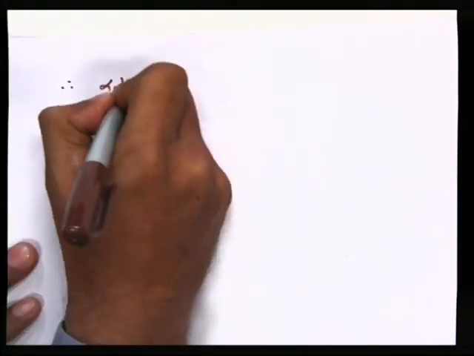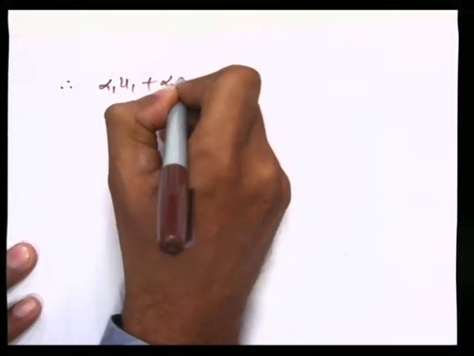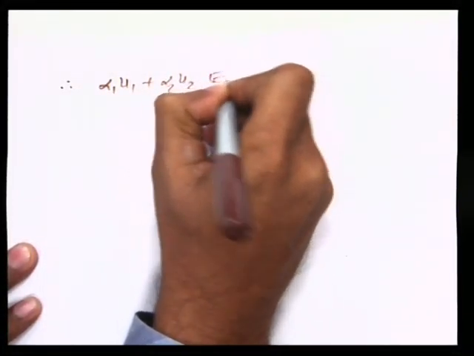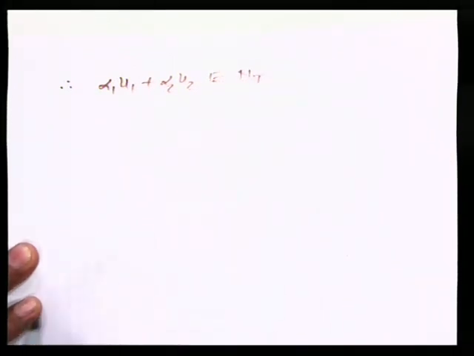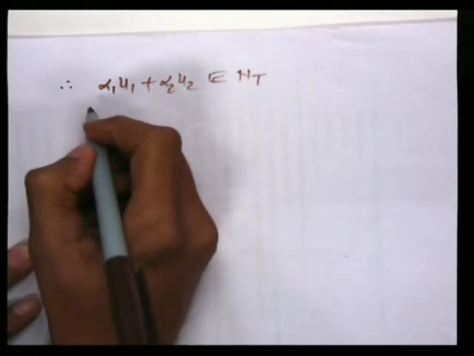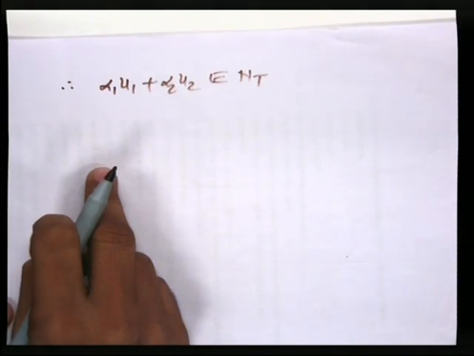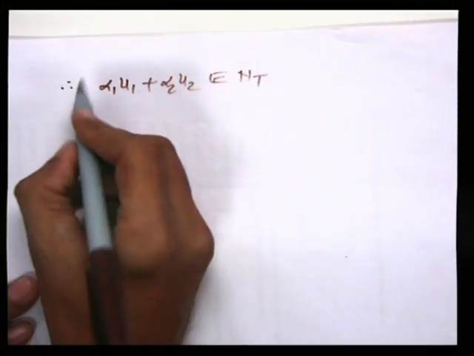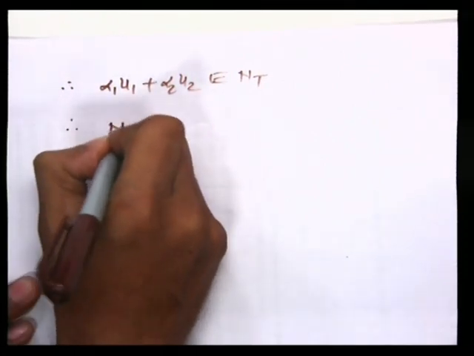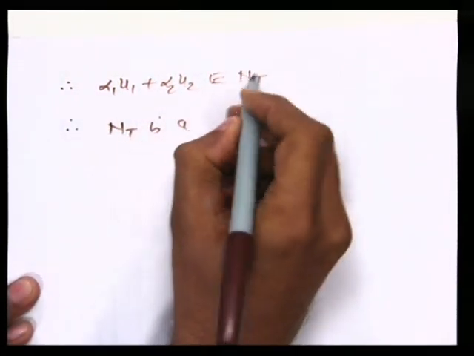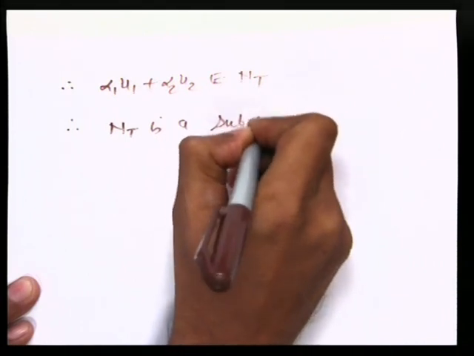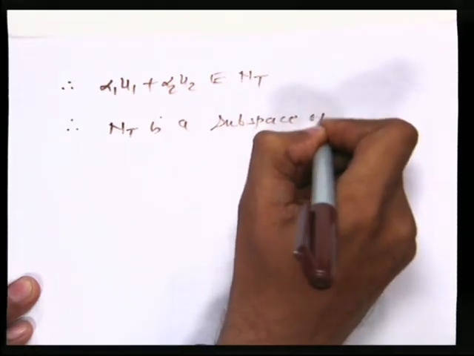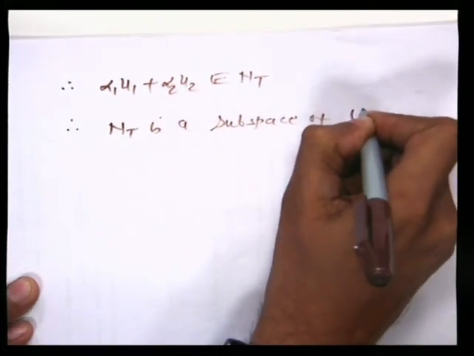Therefore the combination alpha 1 u1 plus alpha 2 u2 belongs to NT by definition of NT. Since NT is a non-empty subset of U and it satisfies this condition, therefore NT is a subspace of the domain space U.